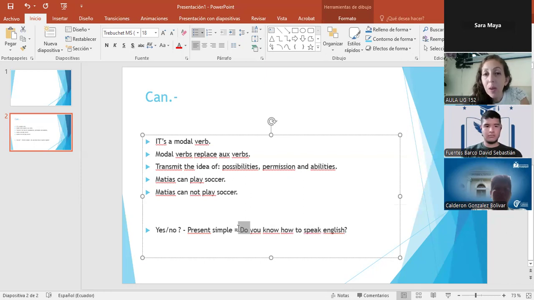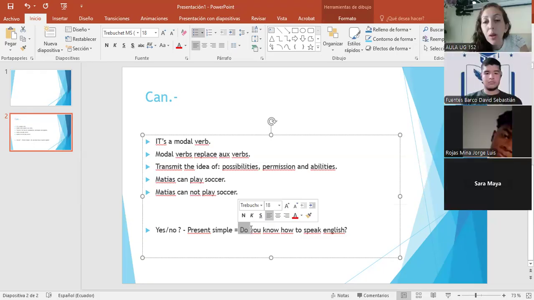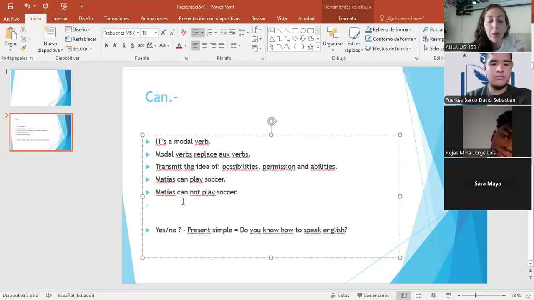So remember, when you have a yes or no question, you always, 100% of the time, start with the auxiliary verb. So how are you gonna make this yes or no question? Remember that it's a yes or no question. How can you make it? It says modal verbs replace auxiliary verbs. So how are you gonna make it?